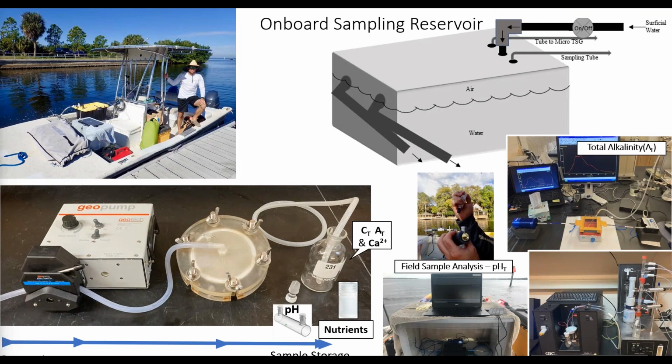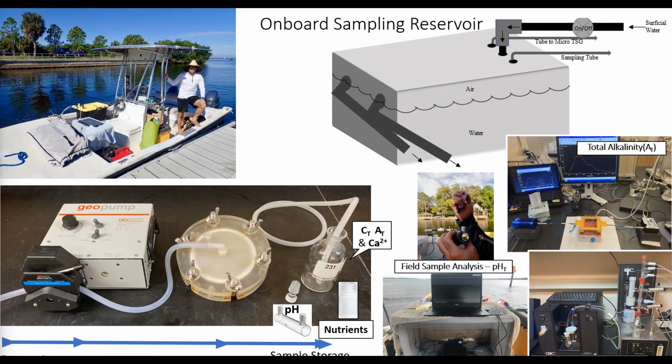So here on the top left of the screen, you can see an example of a 20-foot skiff packed to the gills with scientific gear. And on the starboard side there in the black and yellow bin, you can see the flow-through reservoir that I mentioned that's shown in the graphic to the right of that photo.